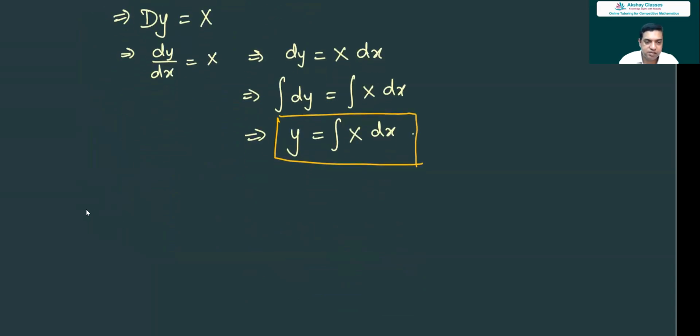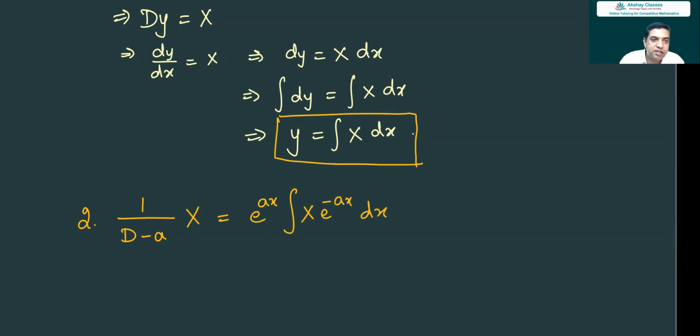The second very important operation is 1 by D minus a, because a polynomial function can be written as a product of factors. 1 by D minus a times x is e power ax times the integral of x e power minus ax dx. This is a very important result.